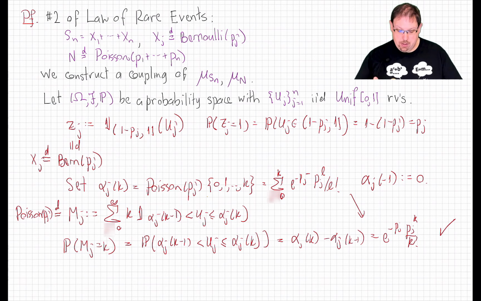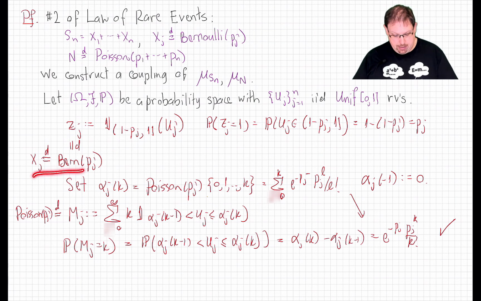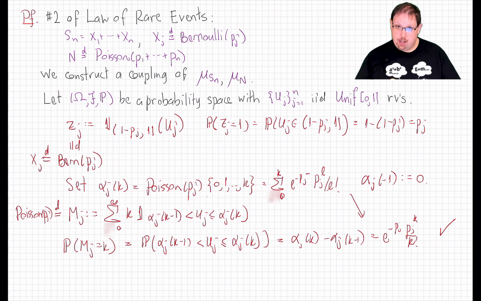Now, the Uj's are independent, and we've constructed both the Zj's and the Mj's to be functions of each individual Uj. And so that means that the Zj's are independent from each other, and the Mj's are independent from each other. The Z's and the M's are not independent of each other, however. So in this coupling, we have not made the boneheaded independent coupling. We actually have some correlations between the Z's and the M's. And it's those correlations that are going to give us the estimate that we need.